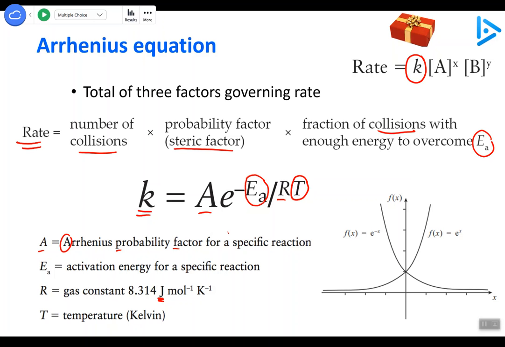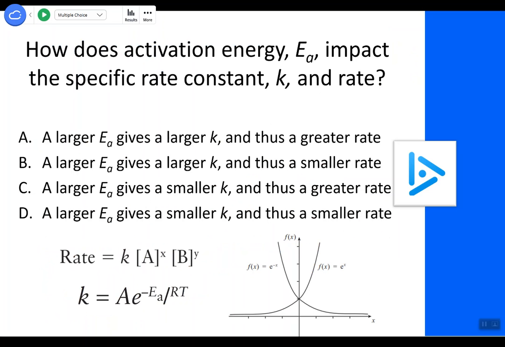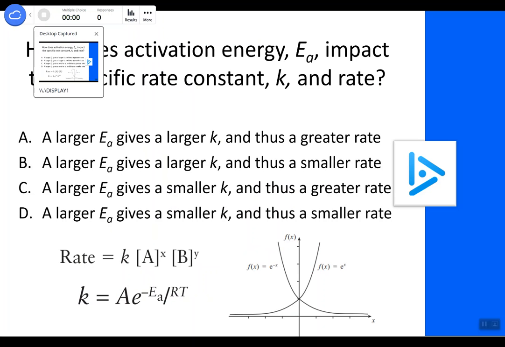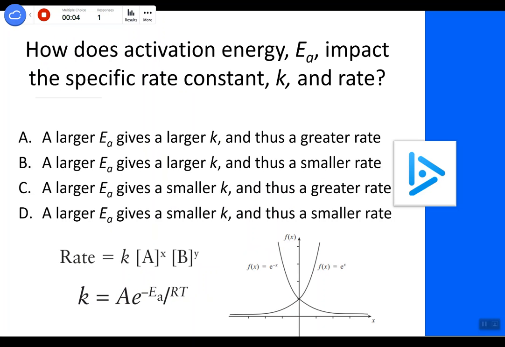This specific rate constant K has this E function, and I've plotted it here. I'd like you to go ahead and interpret this Arrhenius equation, defining for us what this specific rate constant K is. How does activation energy, the magnitude of it being big or small, impact the specific rate constant K, and in turn, the rate of the reaction? Chat with the person beside you for 1 minute.